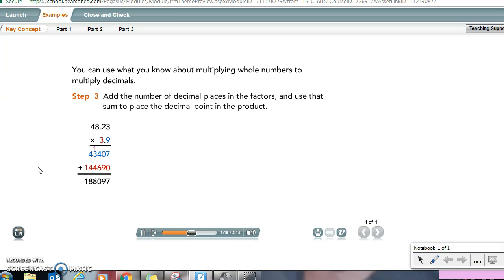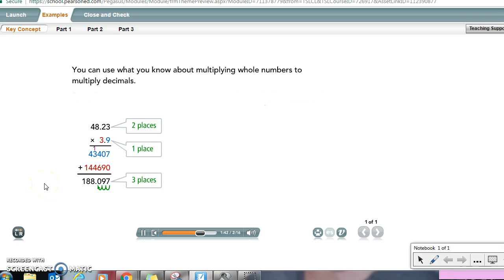Step 3. Add the number of decimal places in the factors and use that sum to place the decimal point in the product. There are 2 decimal places in the first factor and 1 decimal place in the second factor. So 2 plus 1 is 3. So the product has 3 decimal places: 1, 2, 3. And we put a decimal there. The product is 188 and 97 thousandths.